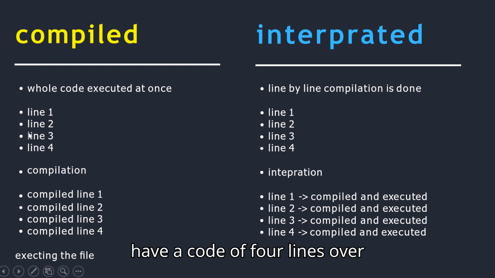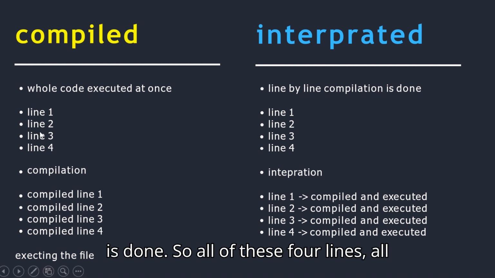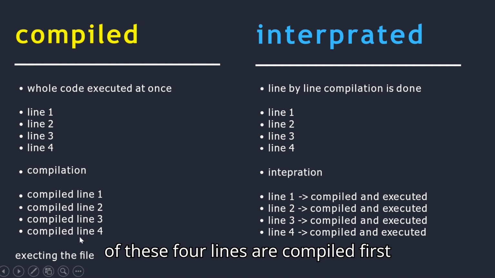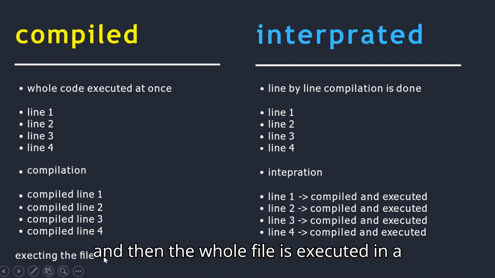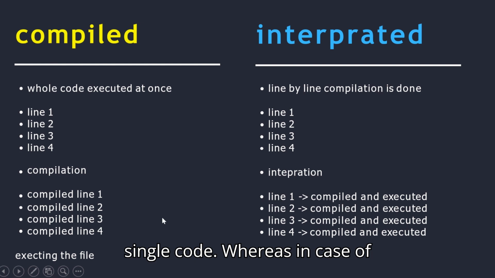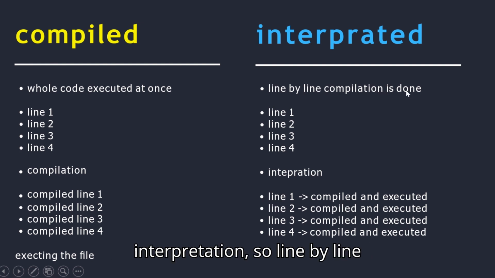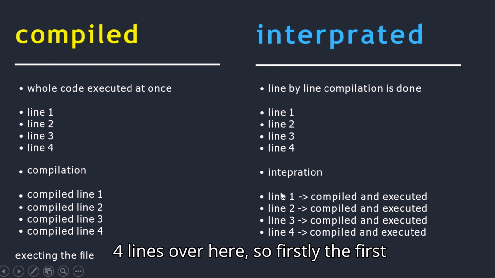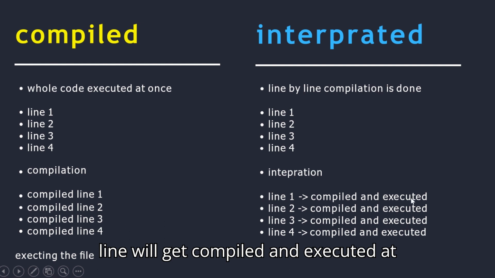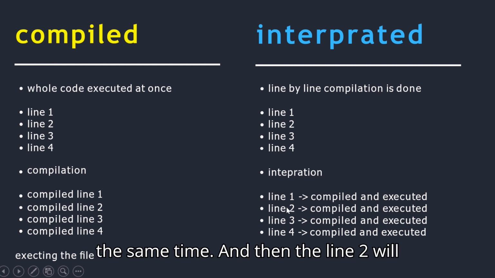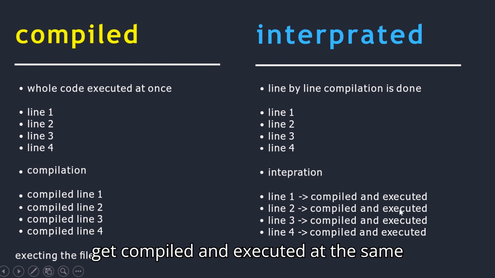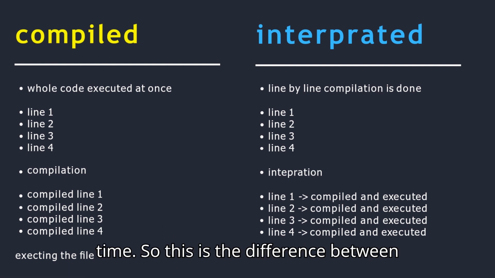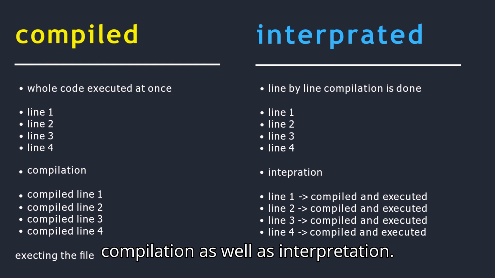For example, we have a code of 4 lines over here. So first the compilation is done. So all of these four lines are compiled first, and then the whole file is executed in a single go. Whereas in case of interpretation, line by line compilation is done. Firstly, we have 4 lines over here. So firstly, the first line will get compiled and executed at the same time. And then the line 2 will get compiled and executed at the same time. So this is the difference between compilation as well as interpretation.